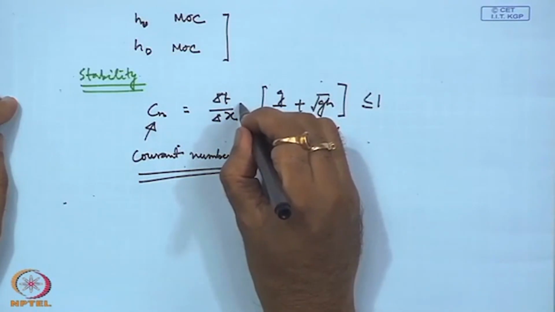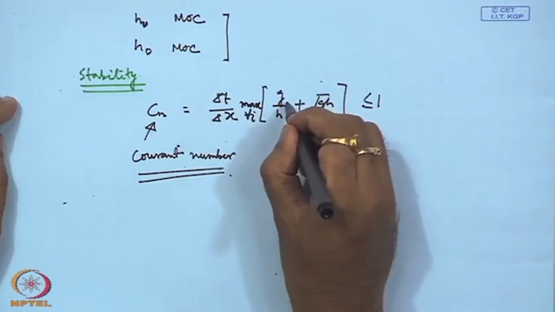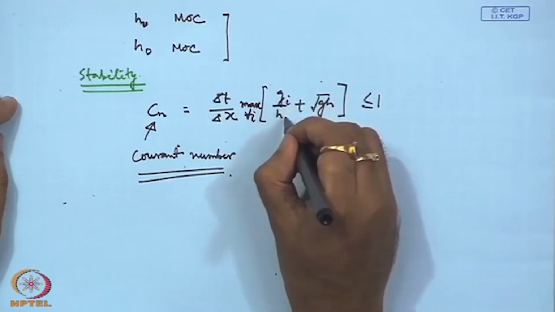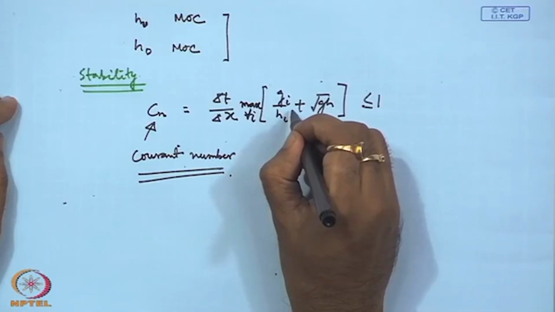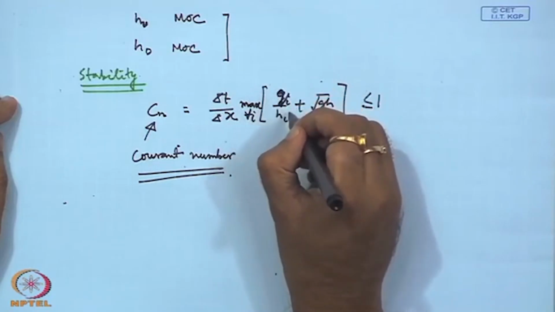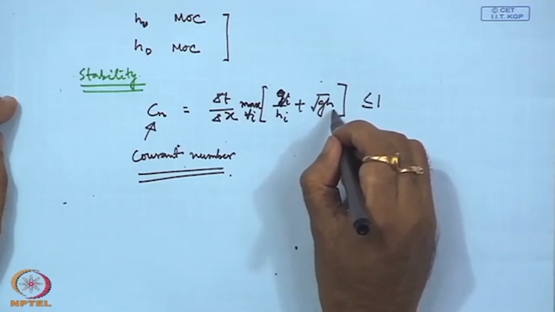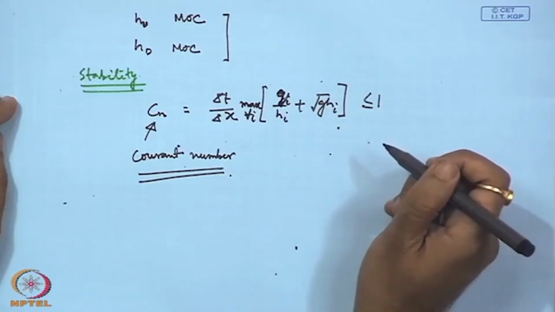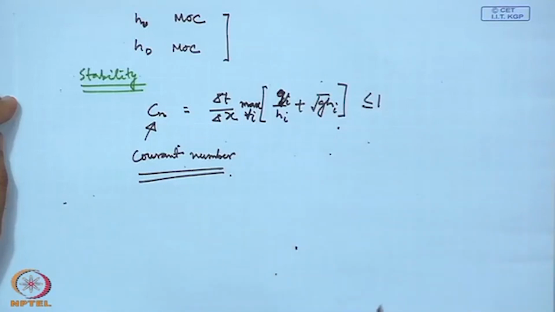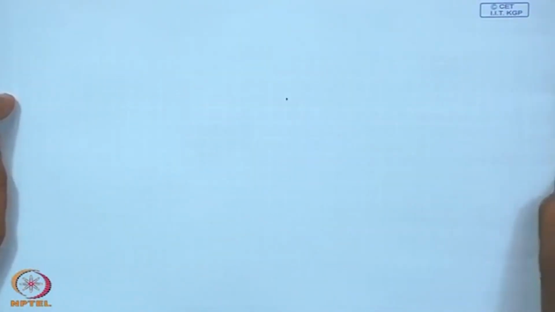We can also say that this is actually the maximum value for all i. This is Qi by Hi plus root over G into Hi, less than or equal to 1. For subsurface flow, again we need to discretize those equations.